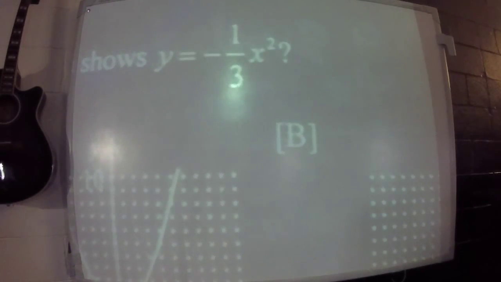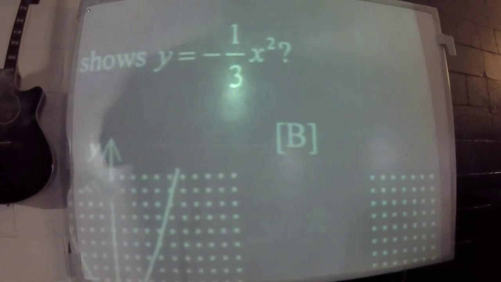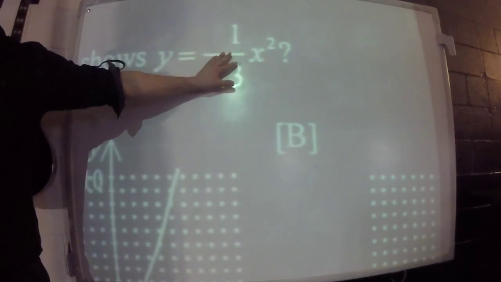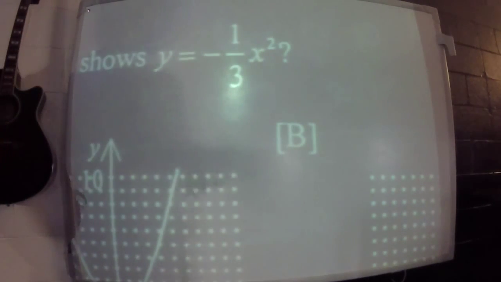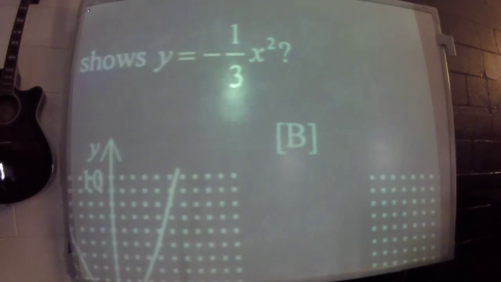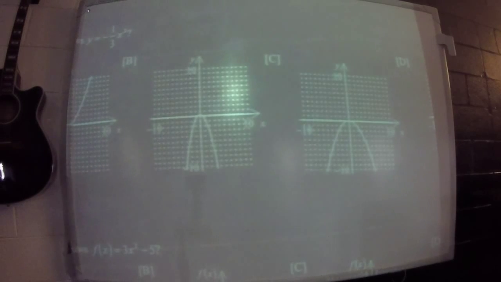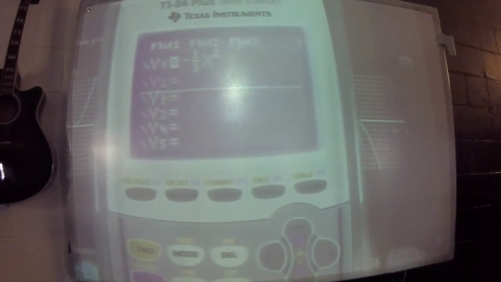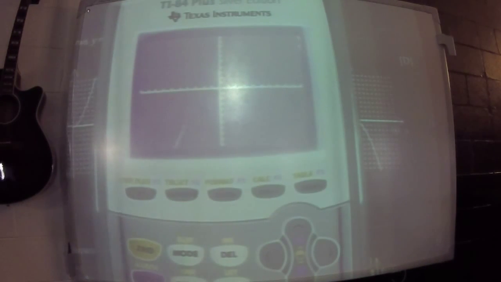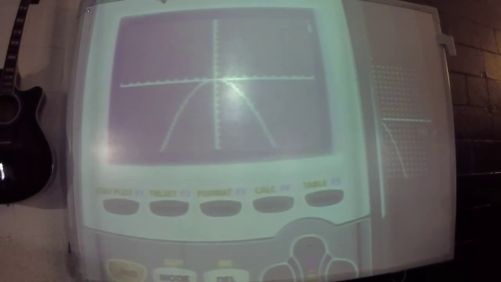Y equals negative 1/3 x squared. All right, now here's the x squared piece. Is it positive or negative? Negative. So what do you expect it to do? Open down, as in answer B or C. But let's go ahead and look at it. See which one you think it's more like. So here's my graph of it. Is it more like B or is it more like C?